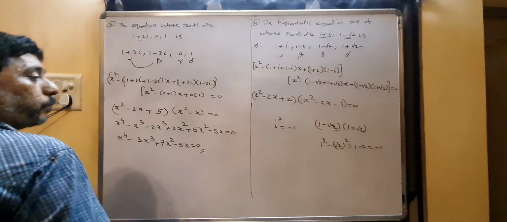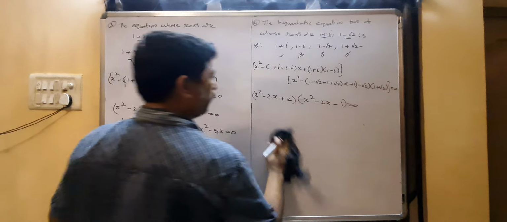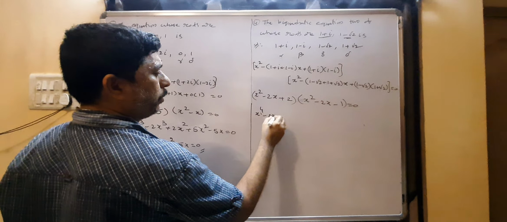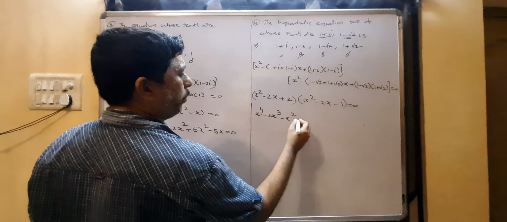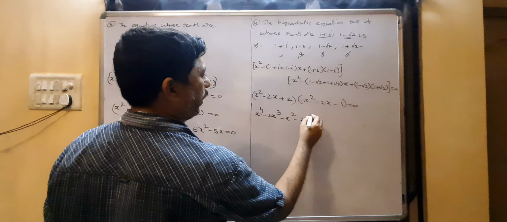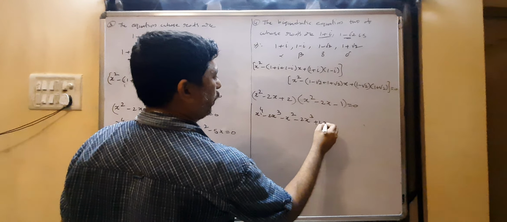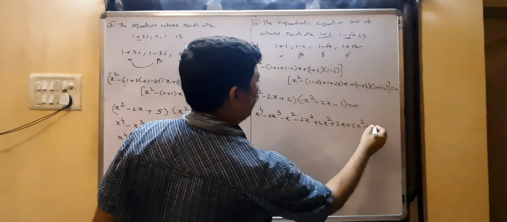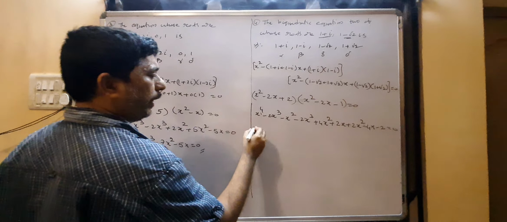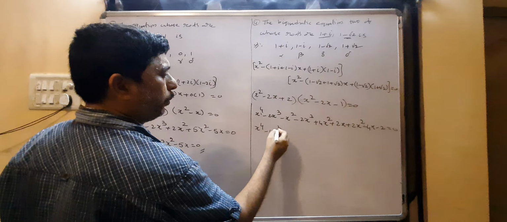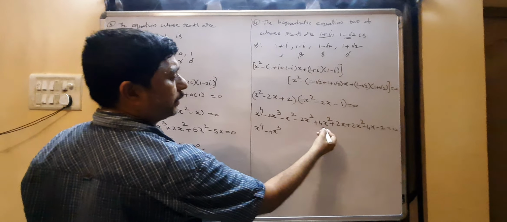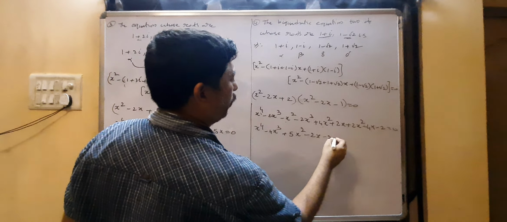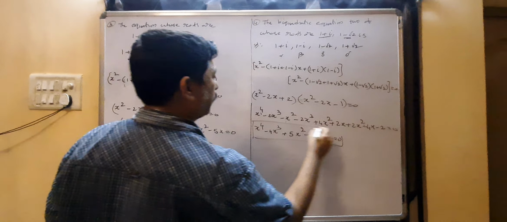Multiply the both. You get x power 4 minus 2x cube minus x square minus 2x into x square, 2x cube minus plus 4x square plus 2x plus 2x square minus 4x minus 2 equal to 0. Finally x power 4 minus 4x cube minus x square plus 2x plus 3 plus 5x square minus 2x minus 2 equal to 0 is the answer. Copy that.